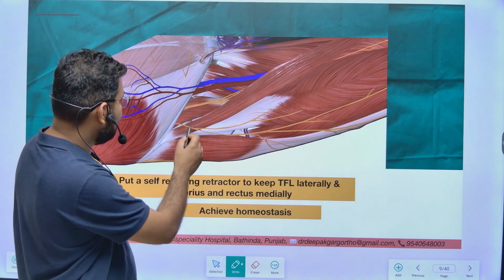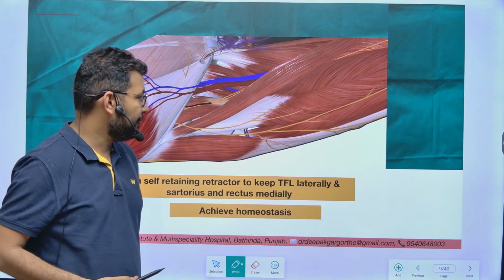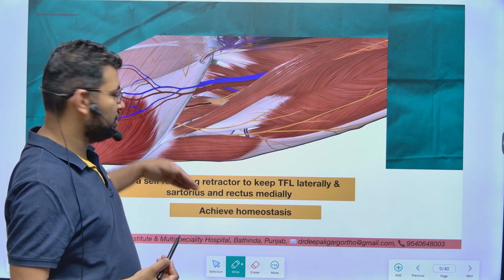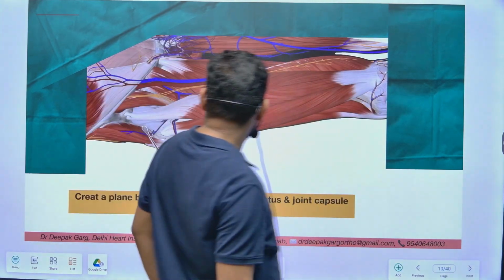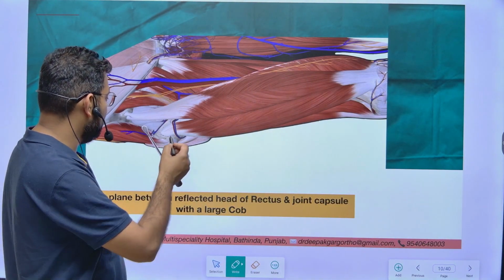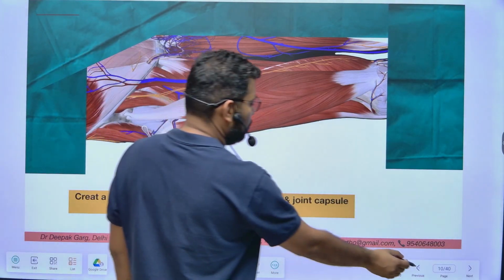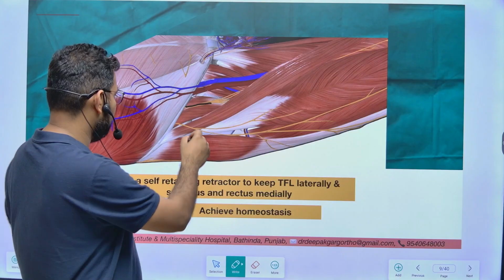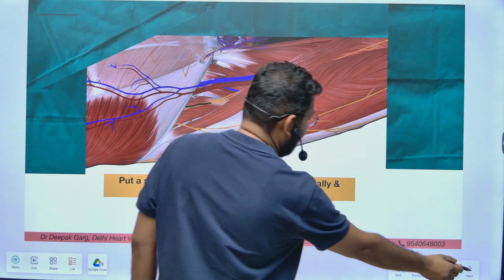So we can see here that this femoral nerve and the vessels are lying medial to the sartorius. So we should try to avoid going medial to the sartorius muscle. So once we have this, then we will retract the tensor fasciae lata on the lateral side. Once we retract the tensor fasciae lata on the lateral side, then we will expose the structures below it.